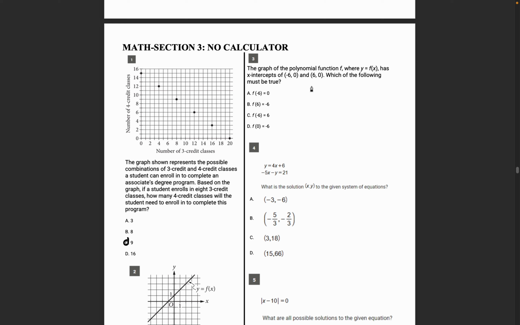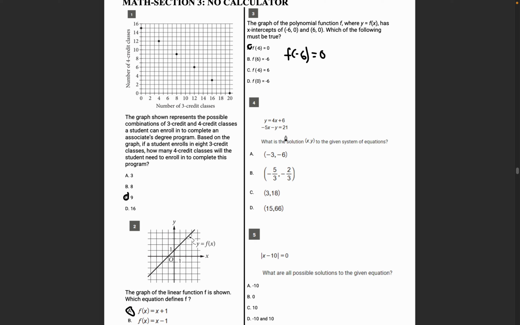The graph of the polynomial has an x-intercept. Okay, what does this mean? This means that when f of -6, so the x value, the y value, the output must be 0, right? Because when we plug in -6, we get 0. The same thing for 6: f of 6 equals 0. Okay, this is true. Do we have f of 6 equals 0? No.